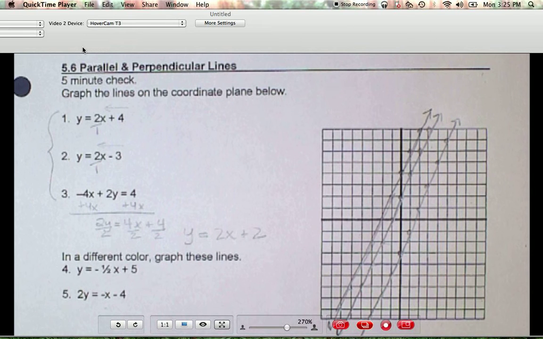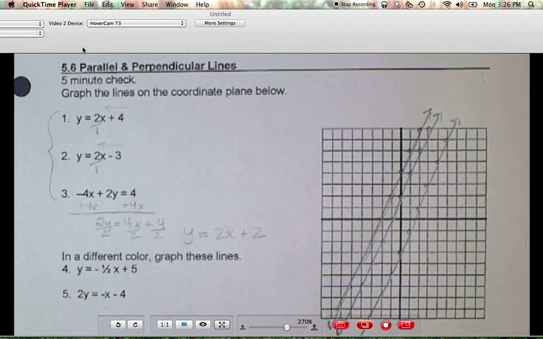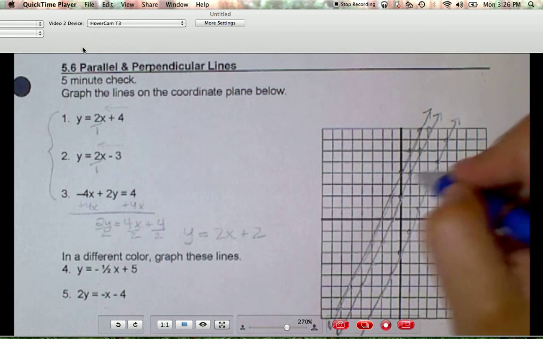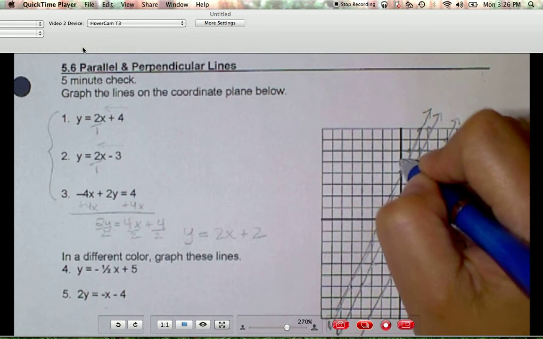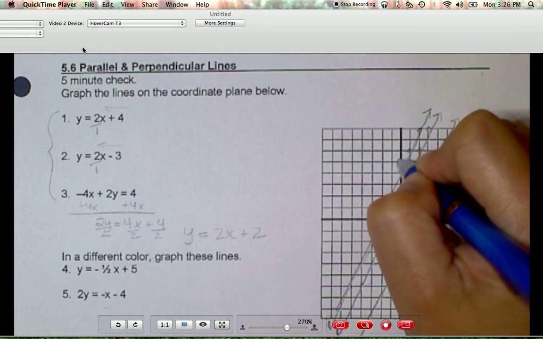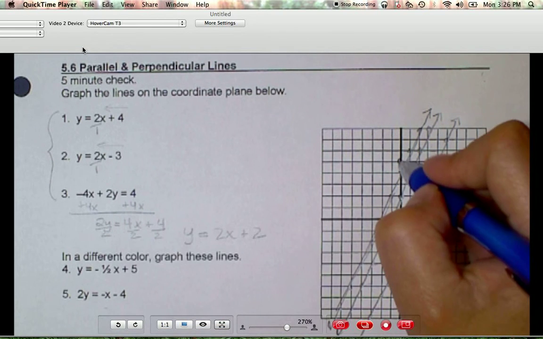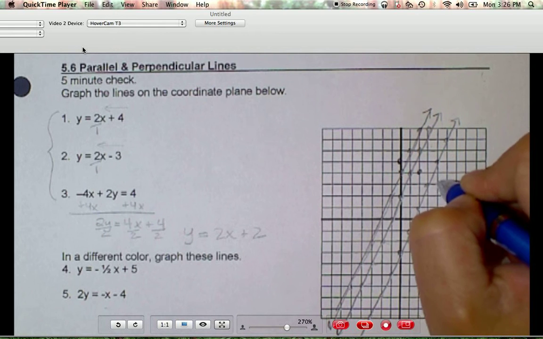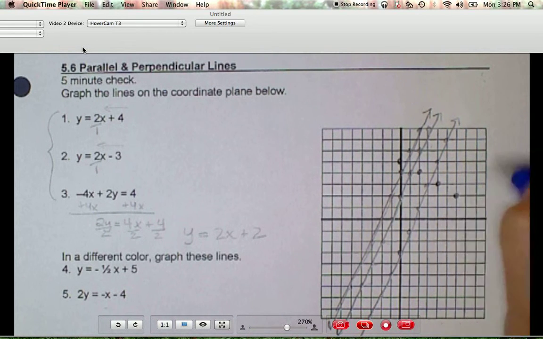Now, go ahead and graph 4 and 5 if you haven't done those yet, and we'd like to do those in a different color. So get a different color if you don't have a different color. All right, number 4 is in slope-intercept form, so you can graph that. 1, 2, 3, 4, 5. And your slope is negative 1 over 2, negative 1 over 2, negative 1 over 2.